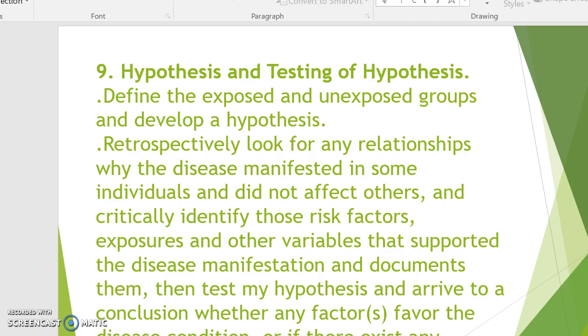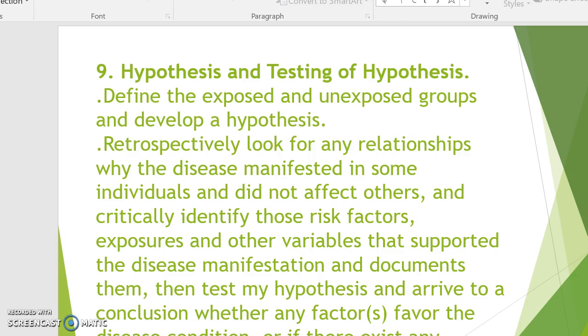Hypothesis and testing of hypothesis. I will define the exposed and non-exposed groups and develop a hypothesis. And I will look for any relationship where the disease manifested in some individuals and did not affect others, and critically identify those risk factors, exposures, and other variables that supported the disease manifestation and document them.